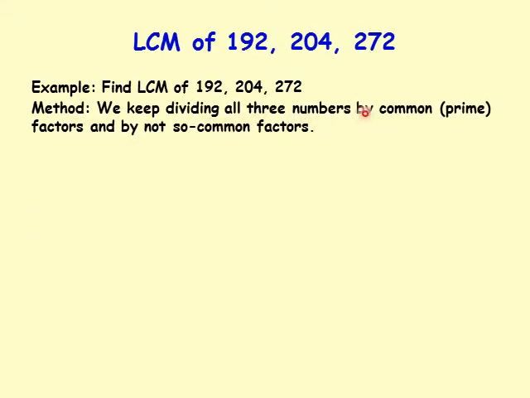Method: we keep dividing all three numbers by common prime factors and by not so common factors. We'll do prime factors this time. Let's continue here. The three numbers are 192, 204, 272. We set up the division here like this. Do you see any common factor here? 2 is a common factor, so we divide by 2.